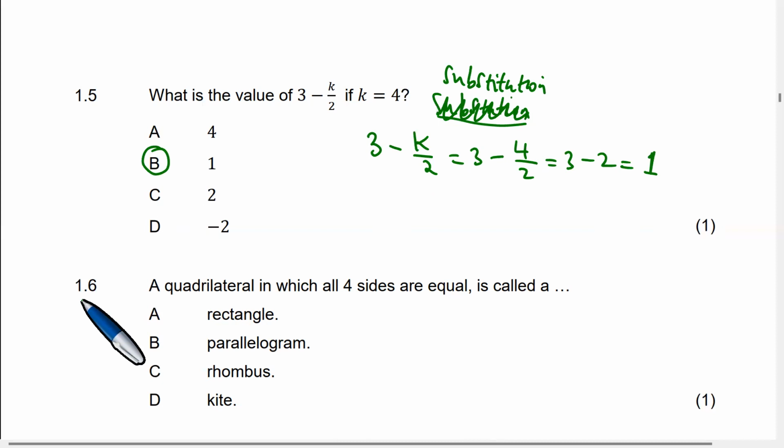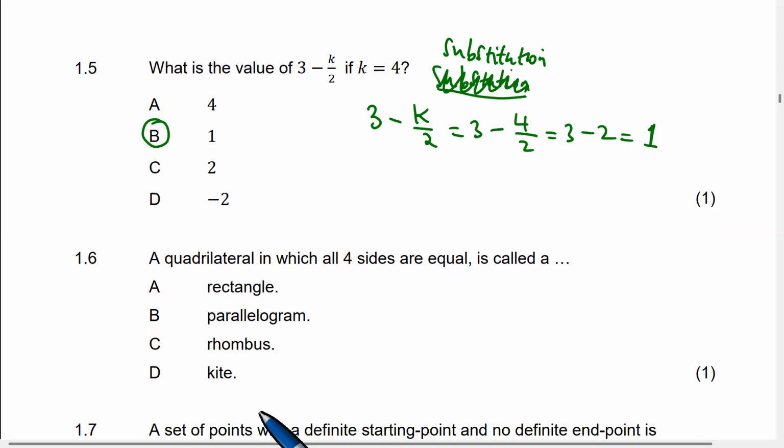But today I'm trying to assess and see your readiness for assessments and exams. 1.6 is next. We did quadrilaterals yesterday. We did the triangles, the rectangles, the triangular patterns, the square pattern, the rectangular pattern, the pentagonal pattern, and so on. But if you look at 1.6, a quadrilateral in which all 4 sides are equal is called a what? A rectangle, a parallelogram, a rhombus, a kite. Which one?